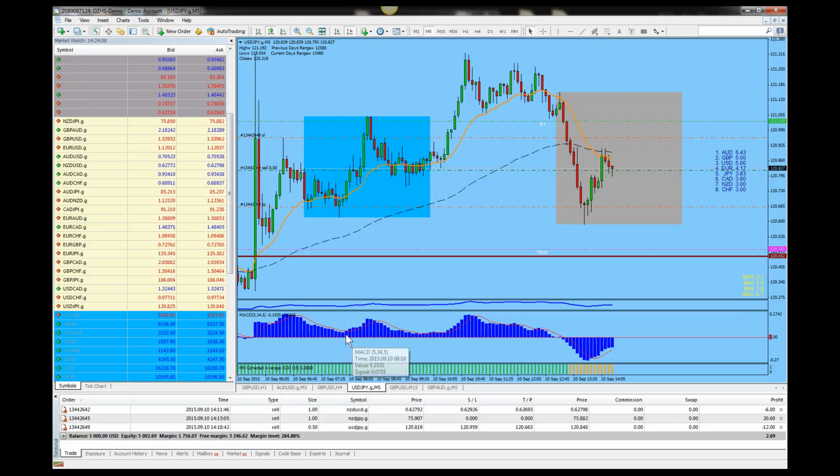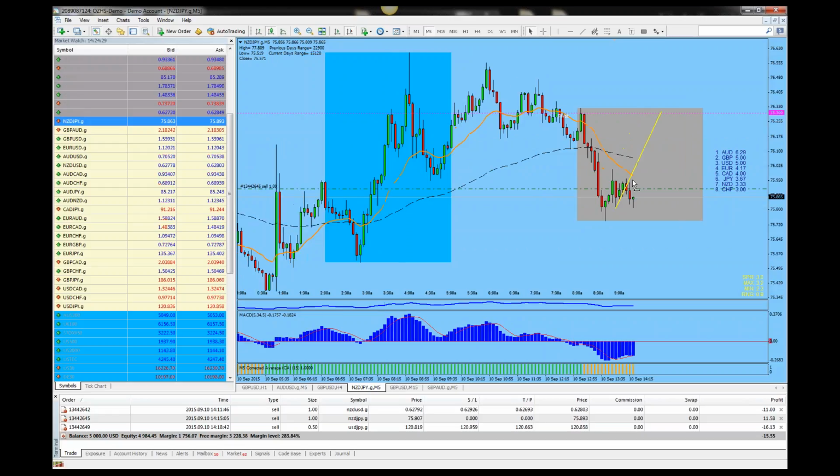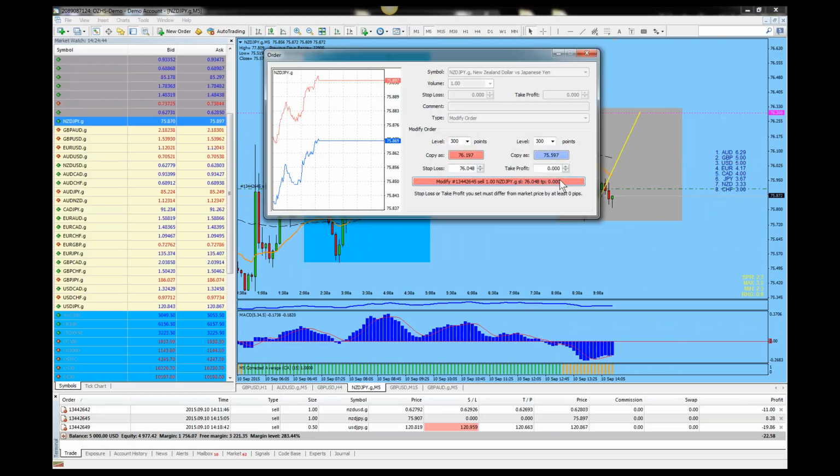The next pair that we're in is the New Zealand dollar. Again, this was our trend line break here, and you can see our entry here at the top of this candle. I just realized I need to put in my stop and take profits on this. Okay, I want to go up about 10 pips plus the spread and go about 13. All right, that's good.